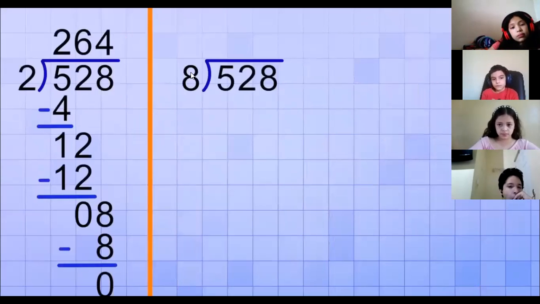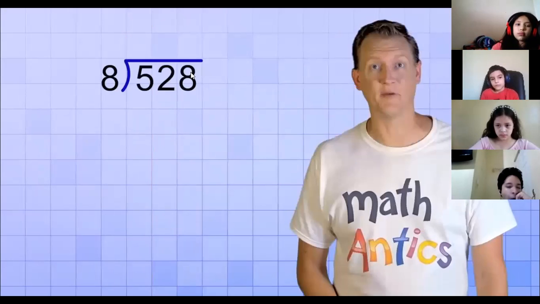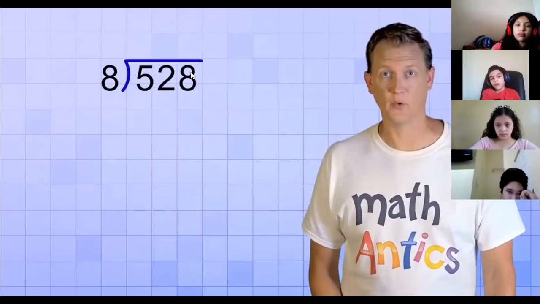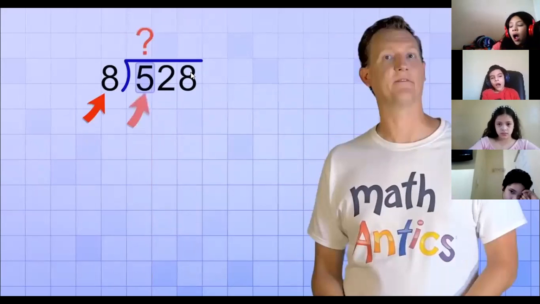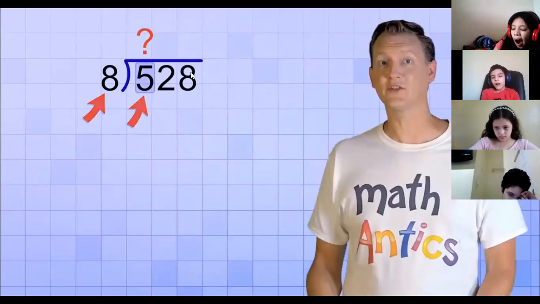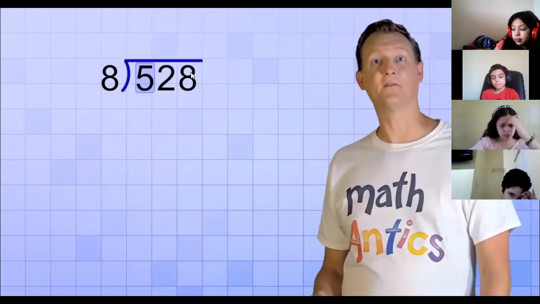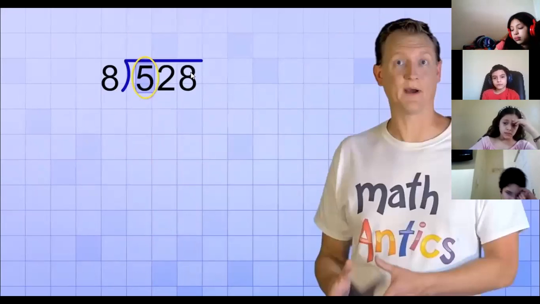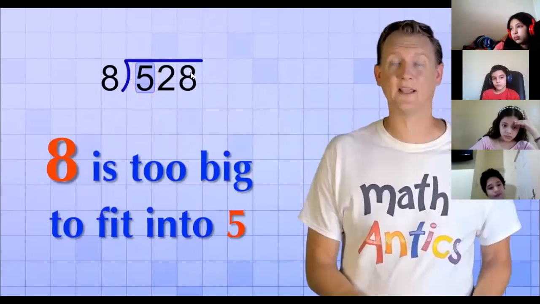Now let's solve the next example. And right at the start, you'll see we have a bit of a problem. When we ask how many 8's does it take to make 5 or almost 5, the answer is none. And that's because the first digit taken by itself is less than the divisor. 8 is too big to divide into 5.